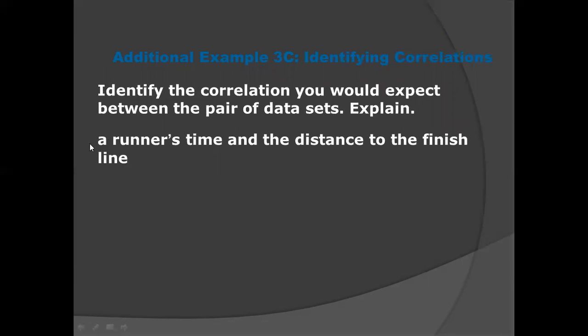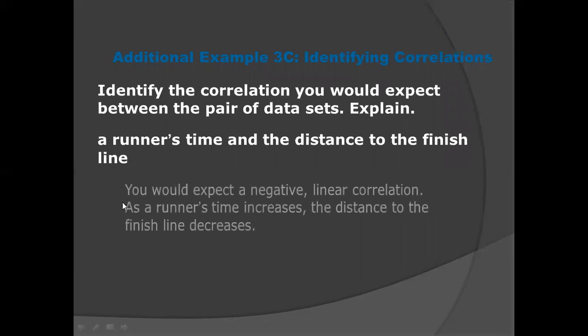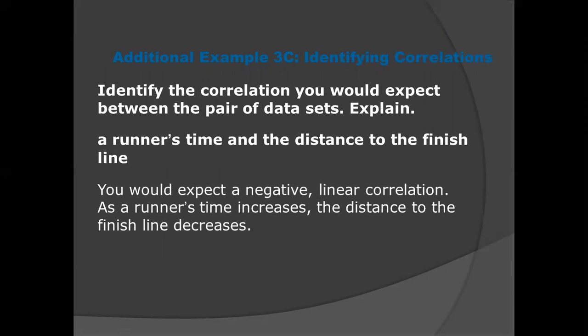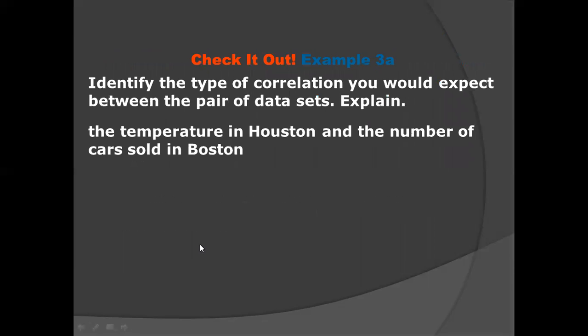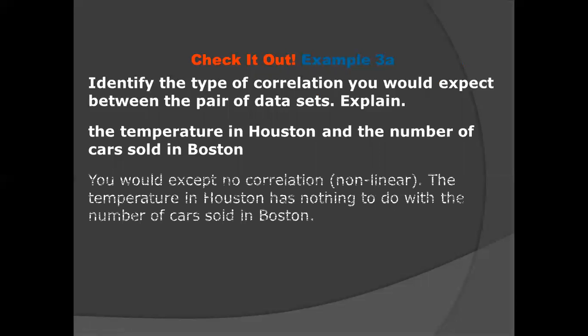The runner's time and the distance to the finish line. You would expect a negative linear correlation. Why? As a runner's time increases, the distance to the finish line decreases. Another example, the temperature in Houston and the number of cars sold in Boston. You would expect no correlation. The temperature in Houston has nothing to do with the number of cars sold in Boston.